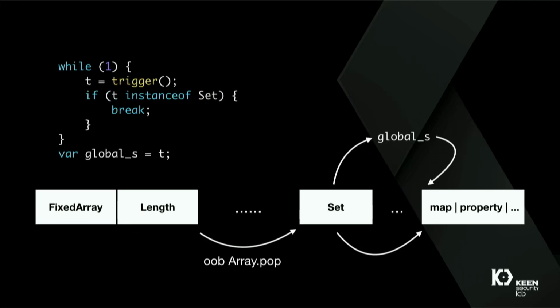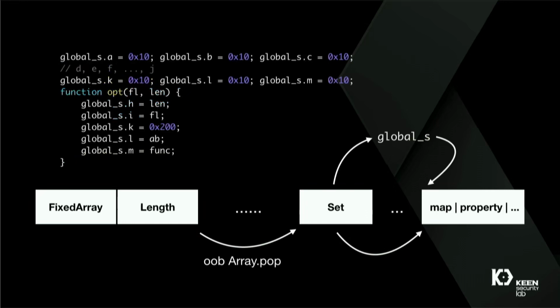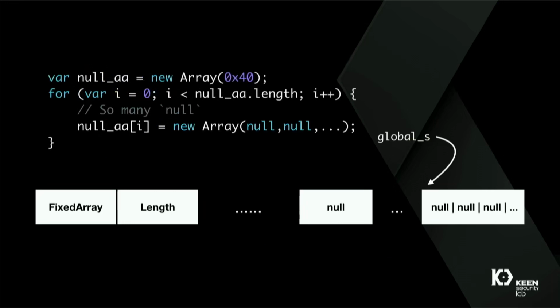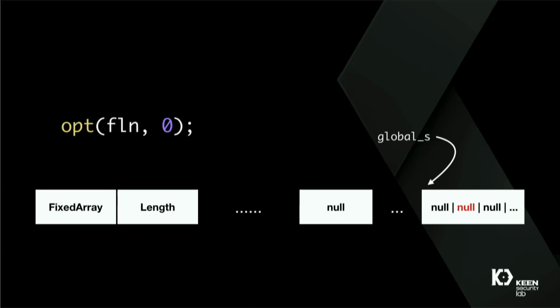If we find a pointer which points to a Set object, we save it in the global variable. And then we prepare the properties and optimize the function on the global variable. And actually, the Set object is released. So after we spray so many null objects, it will be overwritten by null. And finally, we trigger the optimized function again. It will directly write the prepared value to null. And the following step is the same as the out-of-bounds access on an empty fixed array.